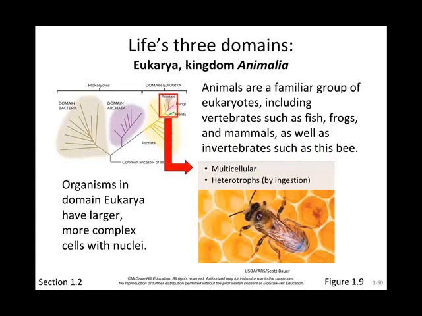In the domain Eukarya, there's also the kingdom Animalia. That's one that you're probably familiar with and includes vertebrates like fish and frogs, and invertebrates like bees. These organisms are multicellular and heterotrophs by ingestion, which means they eat their food. These organisms are also composed of eukaryotic cells, which all have a membrane-bound nucleus.